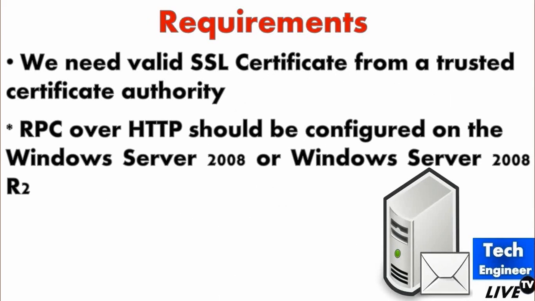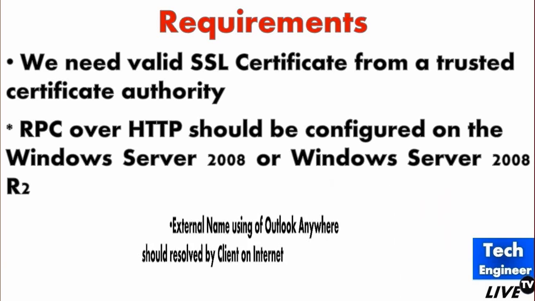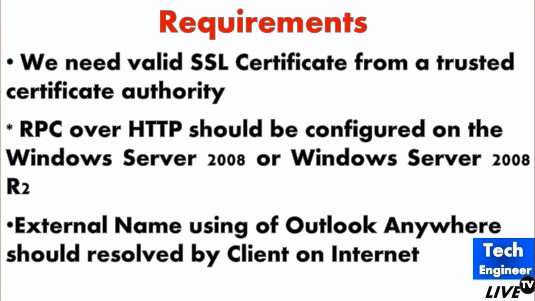RPC over HTTP should be configured on Windows Server 2008 and Windows Server 2008 R2 as well, because unless RPC is enabled, we're not able to check the mailbox. This is a default thing, and it should be enabled. Another thing is that the external name using Outlook Anywhere should be resolved by the client over the internet. That's a very basic thing. It means the entries of the client access server should be there in the DNS as well.